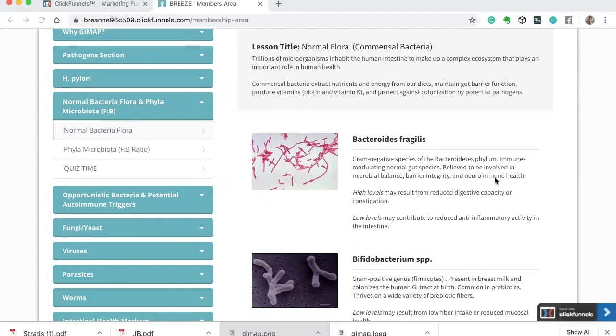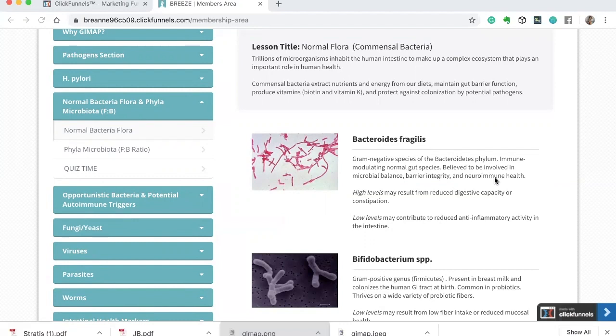Now, when we're talking about gram-negative or gram-positive species, this just has to do with whether or not they produce a fluorescent purple after we gram stain them and put them under a microscope. This has to do with the cell wall structure. So again, Bacteroides fragilis is a gram-negative species. It is immune modulating. It is part of the normal gut flora, and it's believed to be involved in microbial balance, maintaining the barrier, and neuroimmune health.